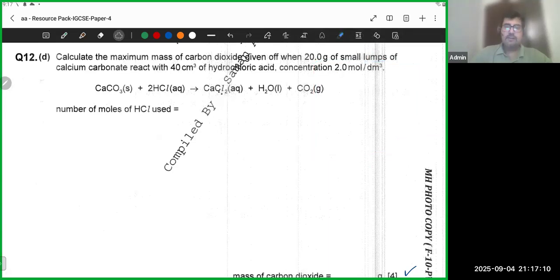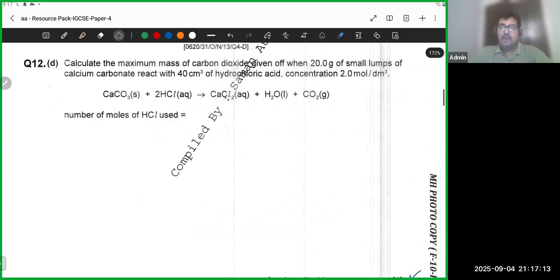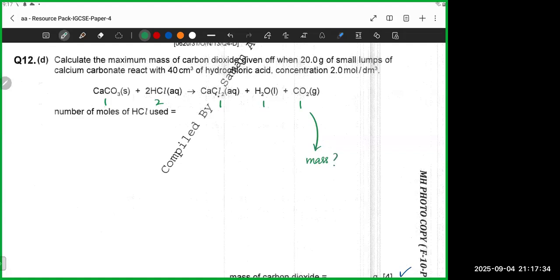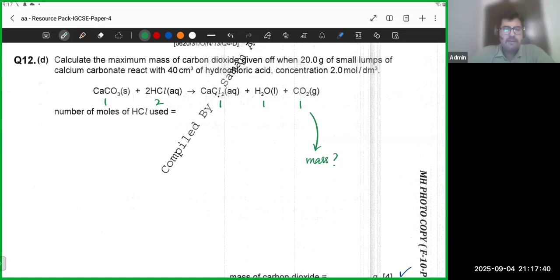So ठीक है, now we're going to try and solve this one. So you've got this question and there's an equation given, and the equation has a ratio, right? It says one reacts with two, produces one of this, one of this, one of this, right? So we know what the ratio is. Calculate the maximum mass of carbon dioxide. So he's looking for the mass of carbon dioxide first. In this reaction, we'll first have to find the limiting reactant, right?